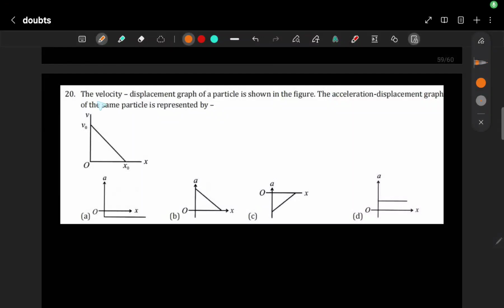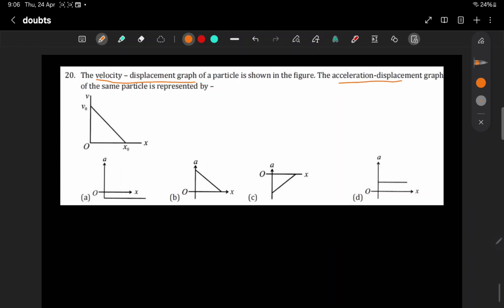So in the question, the velocity-displacement graph of a particle is given. This is velocity versus displacement. What is the acceleration-displacement graph they are asking? We have to use the equation. This is a straight line equation with negative slope, this is a straight line equation with positive slope, and here a straight line equation with zero slope.